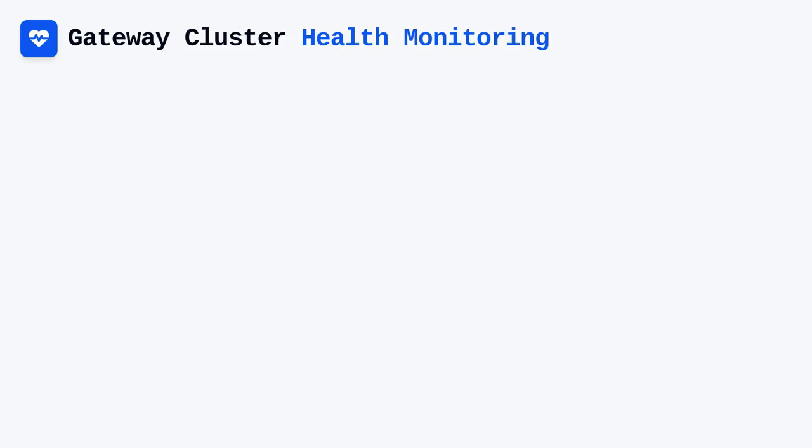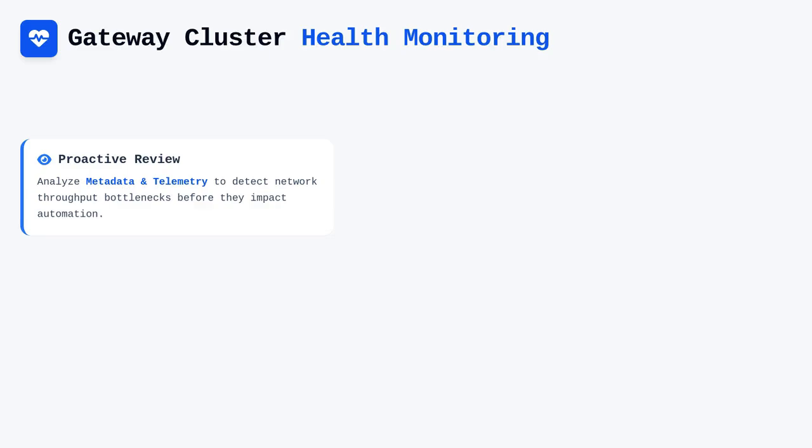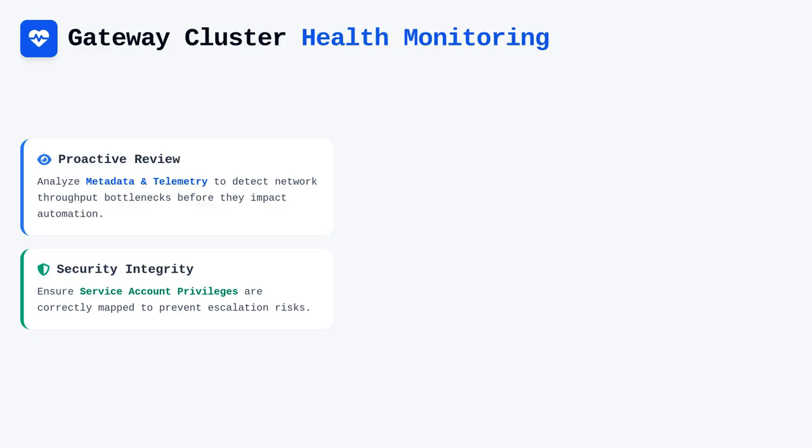Monitoring the health of your gateway cluster is a proactive task that ensures your unattended automations run without unnecessary human intervention. You should periodically review the available metadata and performance telemetry to identify potential bottlenecks in your local network throughput. Because the gateway process runs as a Windows service, ensure that the service account used for its execution has the necessary local privileges to perform the required operations without escalating security risks to the rest of the host infrastructure.